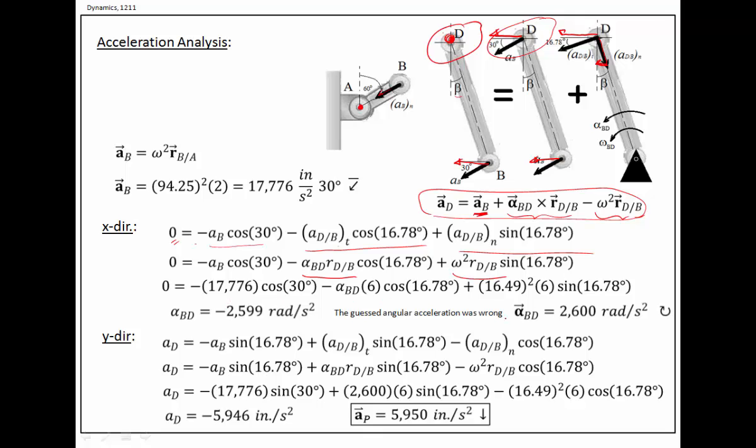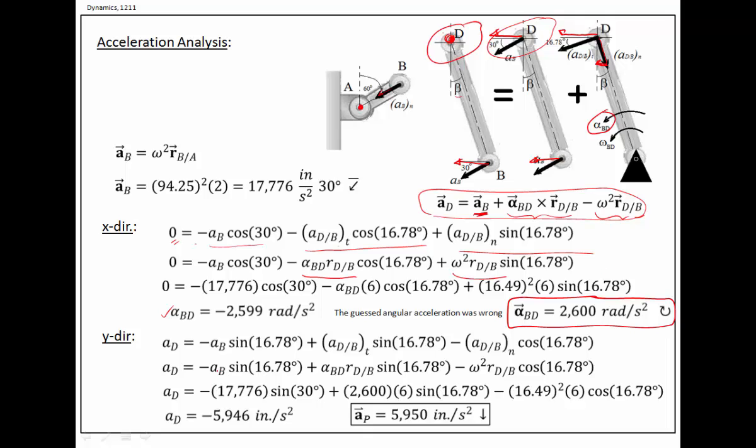And plugging some numbers in here, I end up getting an alpha equal to negative 2,599 radians per second squared. Because it's negative, that means my initial guess, which was counterclockwise here, is incorrect. So that angular acceleration actually is clockwise.